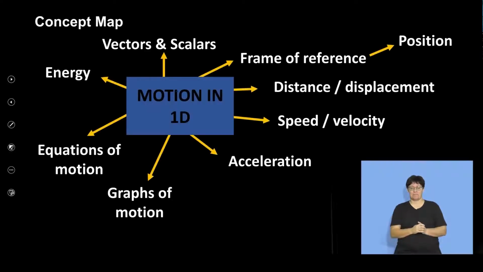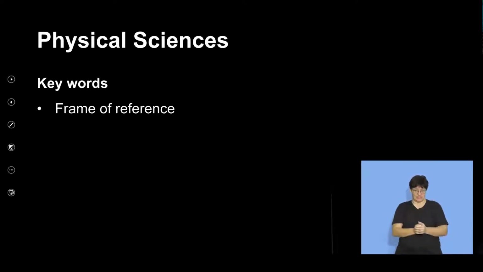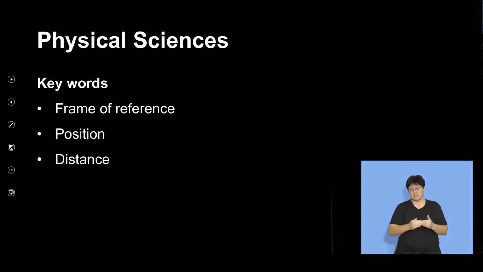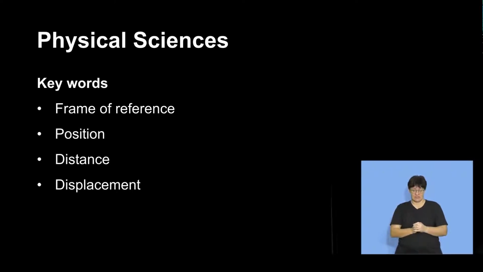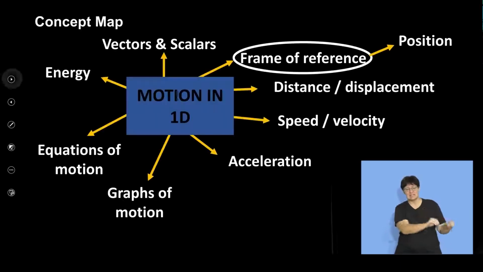All right, so we've been looking at motion in one dimension. We've looked at vectors and scalars, and we're now going to look at frame of reference and position today. So here we go. Here are our keywords. Frame of reference, that's very important, which is a new term. Position, distance, and displacement. Those three, position, distance, and displacement, are related to each other. And we're going to see that today.